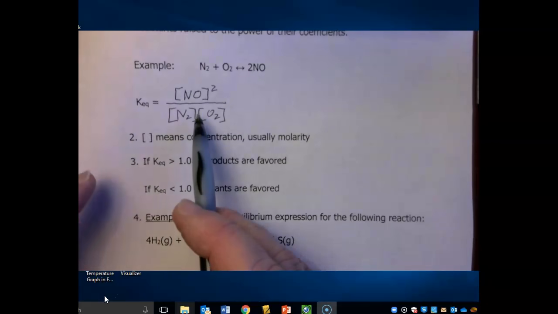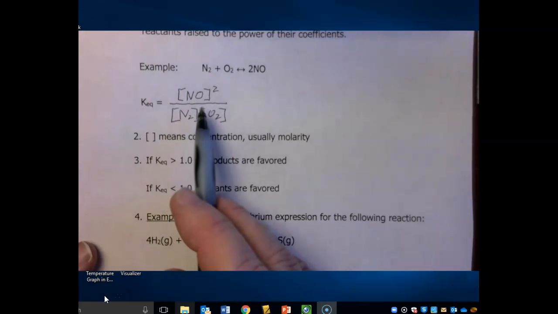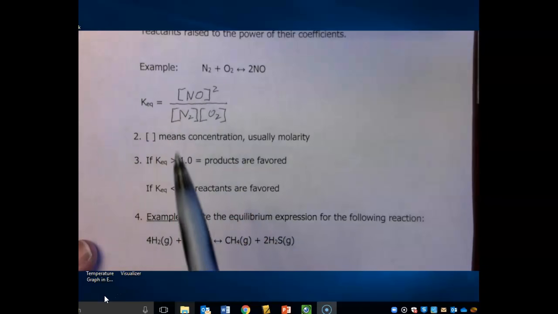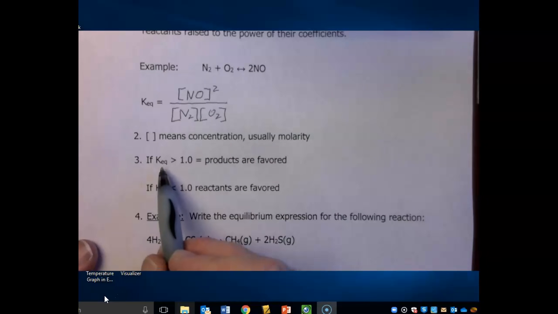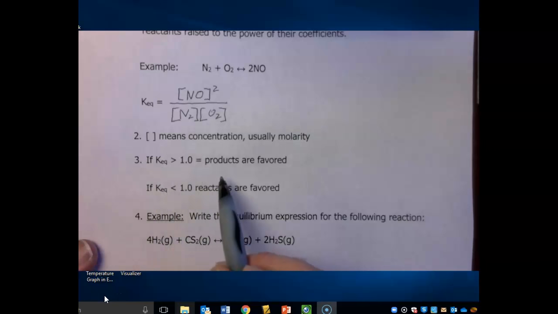Now, when we have data to get a numerical value for the KEQ constant, the equilibrium constant, if the KEQ is greater than 1, it means that products are favored in the equilibrium. If the KEQ is less than 1, it means that reactants are favored in the equilibrium.